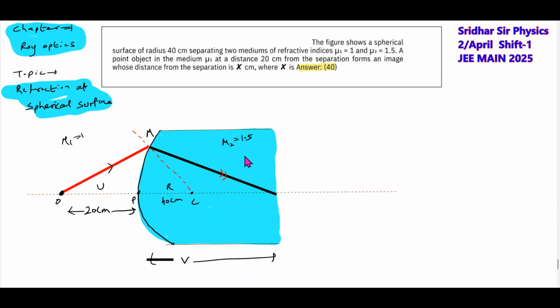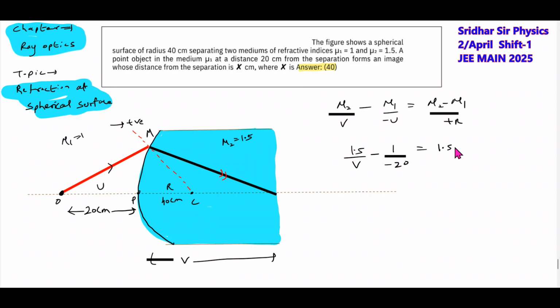The formula, where the refracted ray is present in denser medium: mu 2 by V minus mu 1 by U equal to mu 2 minus mu 1 by R. Why negative sign? Because towards right will be positive. You are measuring the object distance opposite to incident ray. So mu 2 will be how much? 1.5. V we don't know. Mu 1 is 1. Minus this will be at a distance 20, equal to mu 2 1.5 minus 1 by 40. So 3 by 2V plus 1 by 20 equals 1 by 80.